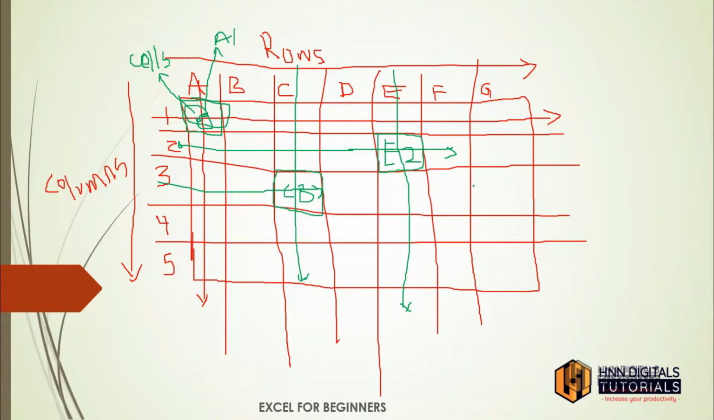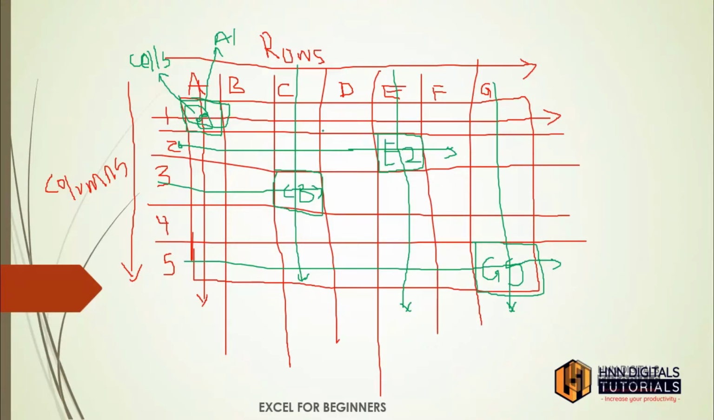So you can get where something like this is going to be. This box here is going to be G5. That means column G under row 5. So that's just basically how Excel works.